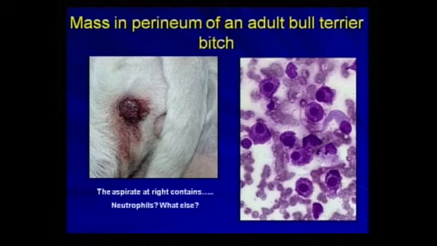Okay, we're looking at the perineum of a bull terrier, and we have a large ulcerated mass. The aspirate is on the right. This is another slow pitch for all you cytology experts. At this point, we are looking at numerous individualized round cells with centrally placed nuclei and abundant purple granules, some of which have even ruptured and the granules are still visible.